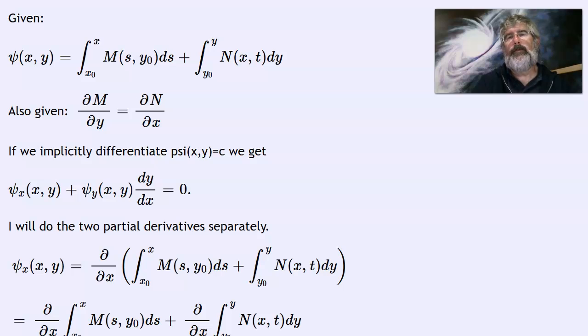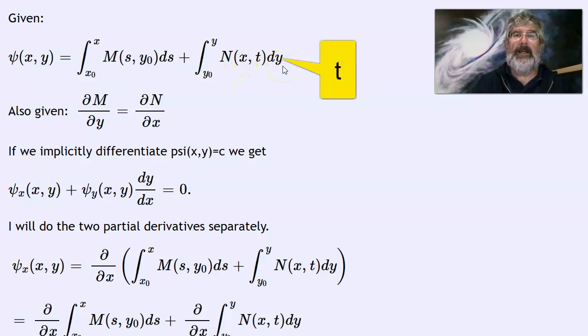Okay, so I took it upon myself here to do problem number 13 from section 2.6. Seemed pretty fun, so I did it. They give you a function of x and y. I call it psi of x and y, and it's the integral from x0 to x of M of s comma y0 ds plus the integral from y0 to y of N of x comma t dt.